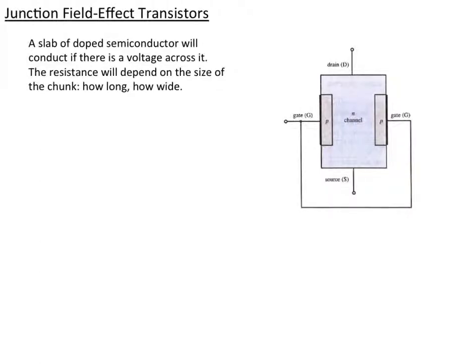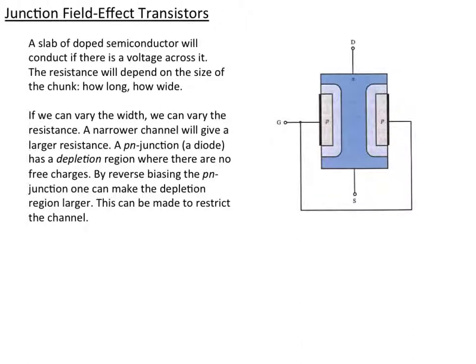So today we're going to talk about a different kind of transistor, the field effect transistor. And the basic idea of a field effect transistor is that a piece of doped semiconductor will conduct if you put a voltage across it. So if you have a large chunk of N-channel or N-doped semiconductor and you put a voltage across it, a current will flow. And that's the basic idea, and the actual resistance of this chunk will depend on the doping and how long and how wide the piece of material is.